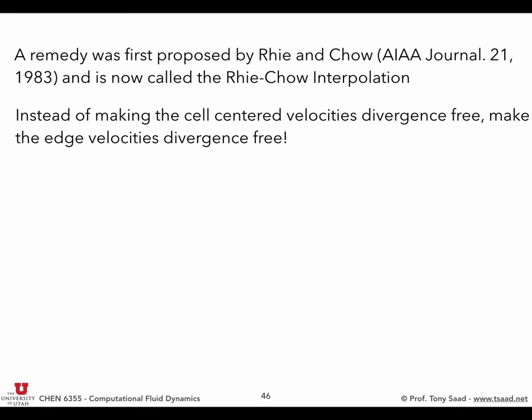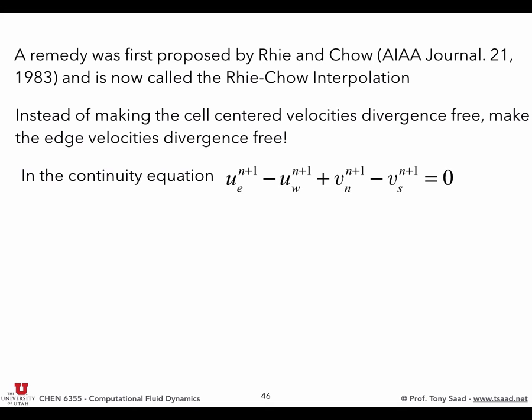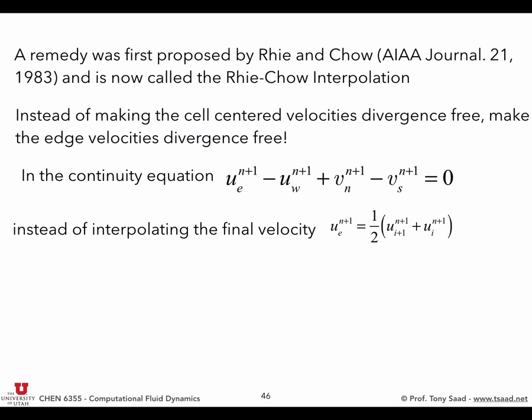So instead of making the cell-centered velocities divergence-free, what Rhie and Chow did is said, okay, let's make the edge velocities divergence-free. Okay, so rather than saying u east is the average of ui and ui plus 1, I'm going to make u east divergence-free, so make u east equal u star east minus delta t grad p, and u star east is going to be the average of u stars. So effectively what they said, we're going to pretend that we're using a staggered grid. Okay, it's a little trick, right? But it has issues.